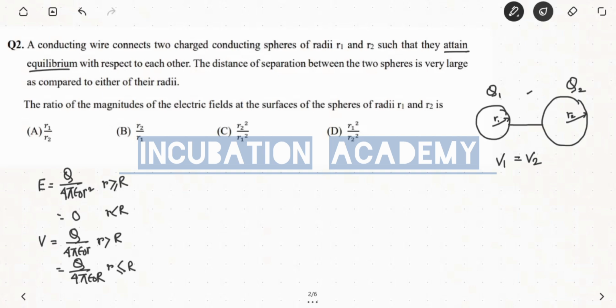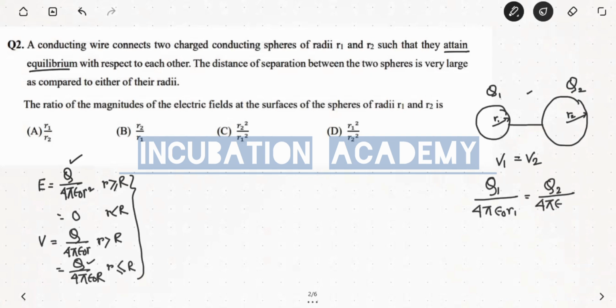A very interesting thing. For small r greater than or equal to capital R, the electric field is q divided by 4 pi epsilon naught r square. For small r less than or equal to capital R, the potential is q divided by 4 pi epsilon naught R. This is our recapitulation. Here the potentials are the same. So we can say that on the surface, q1 divided by 4 pi epsilon naught r1 should be equal to q2 divided by 4 pi epsilon naught r2.